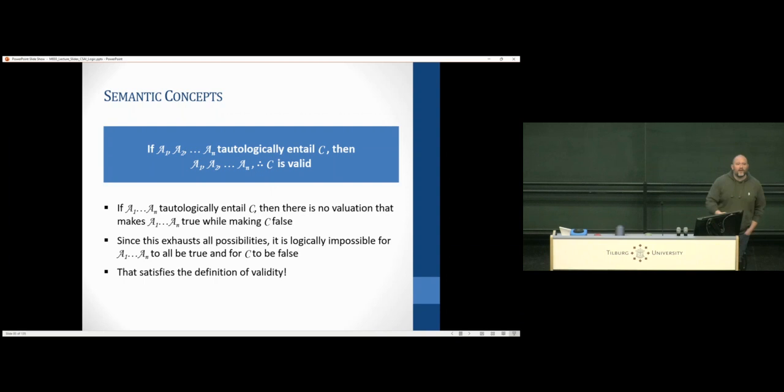It's not the only way to get validity though, because remember, we've talked about you might be valid purely in virtue of meaning. But importantly, we know if tautological entailment holds, then the argument's valid. And this is our first big payoff. Because what this means is that the tables we just talked about give us a way to test an argument for validity.